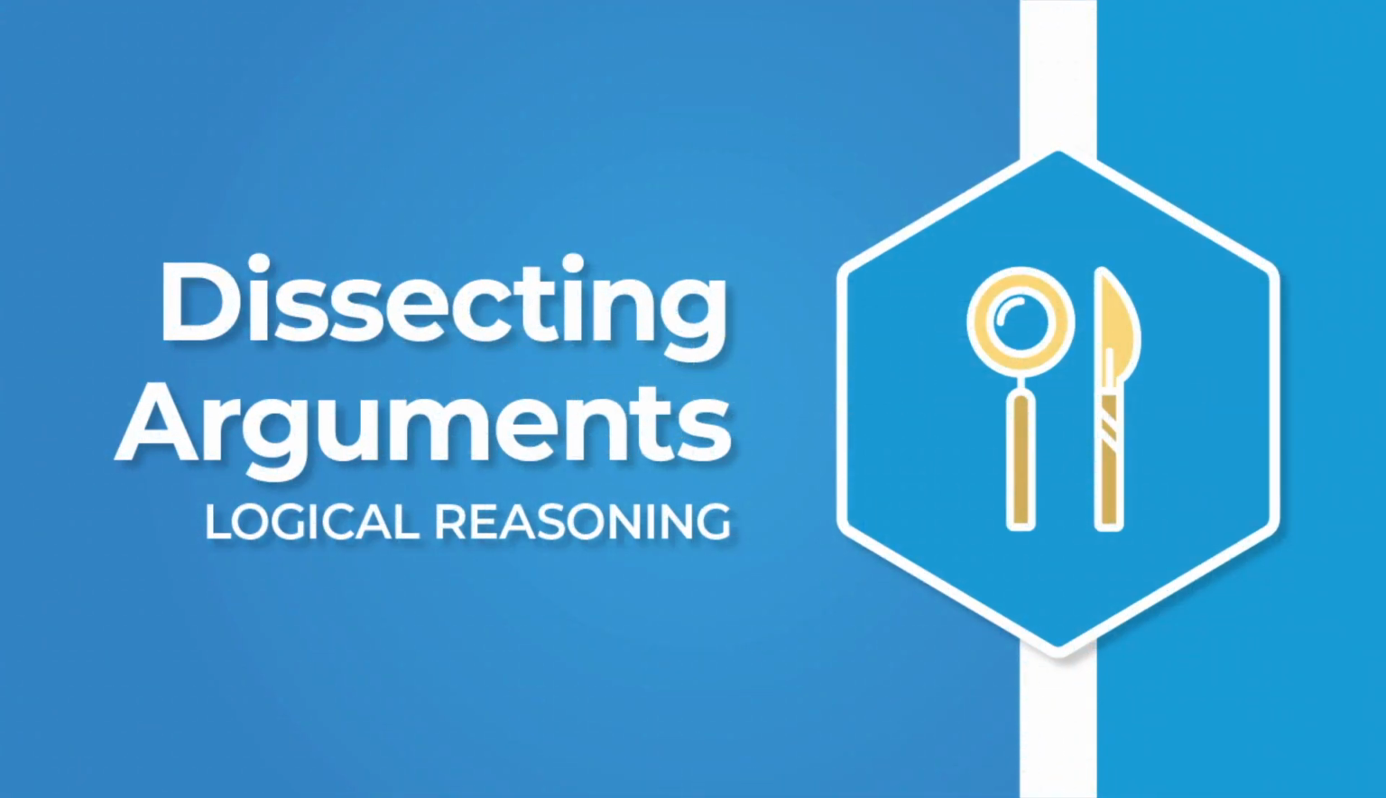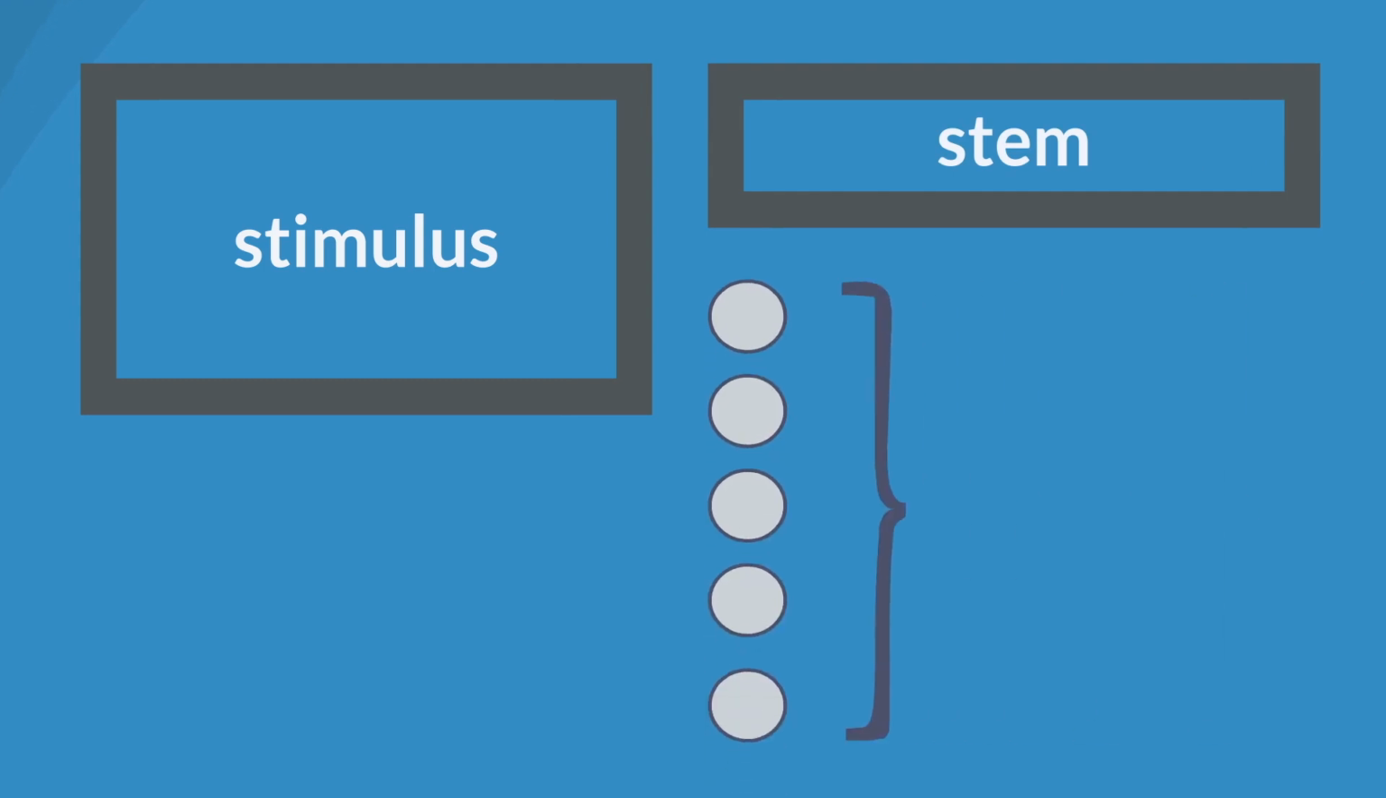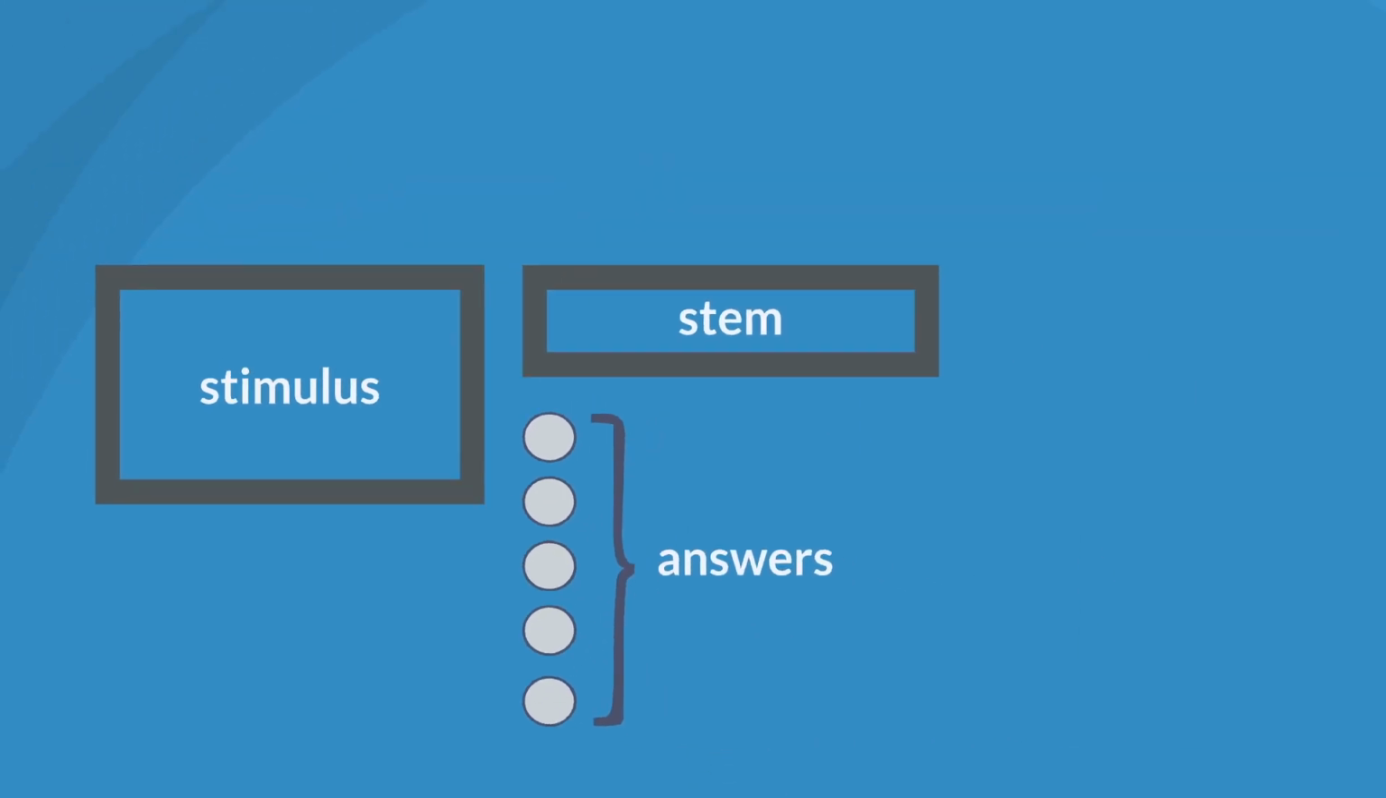Let's work on breaking down arguments in the logical reasoning section. Each question in logical reasoning gives us a paragraph that we call the stimulus and asks us a question, and we call that the question stem. And then, of course, 5 answer choices.